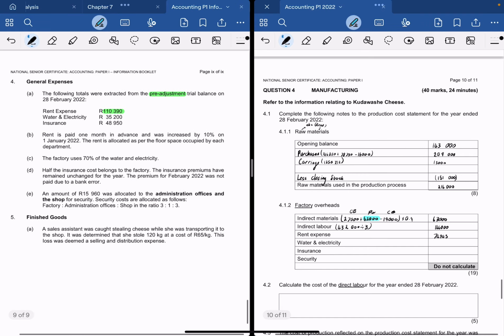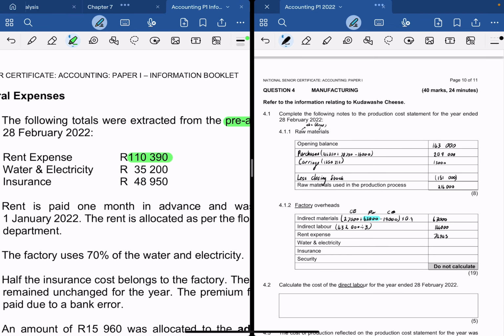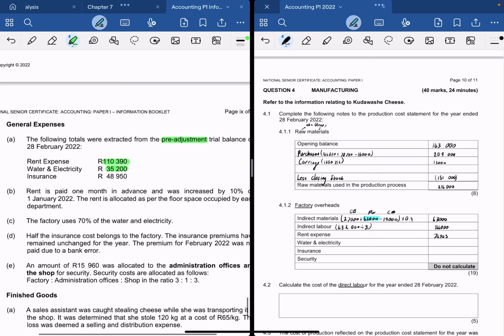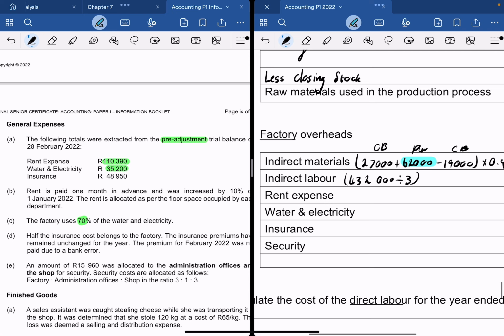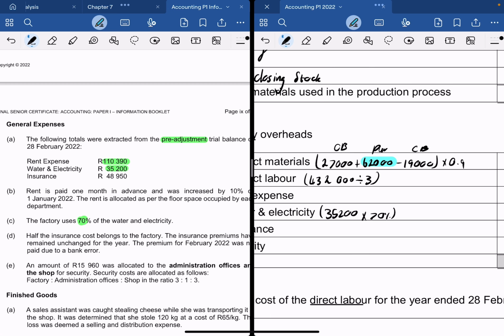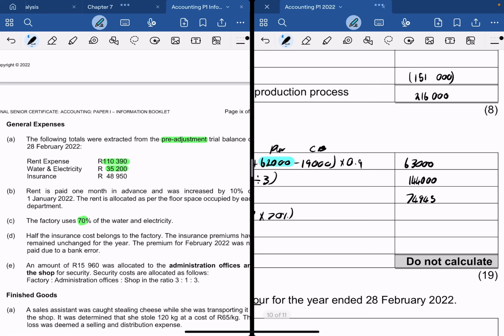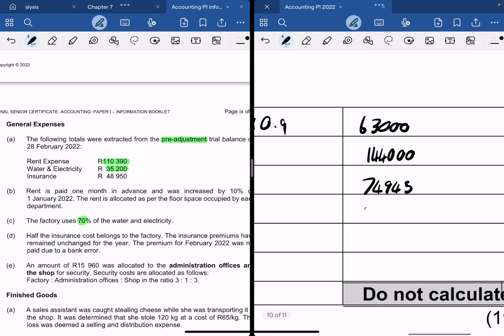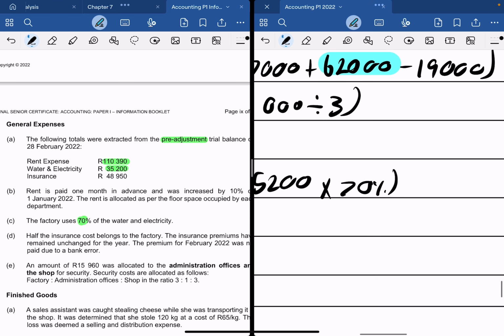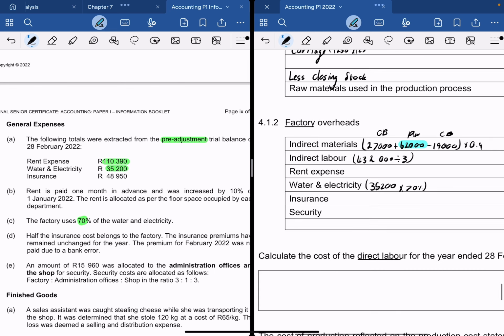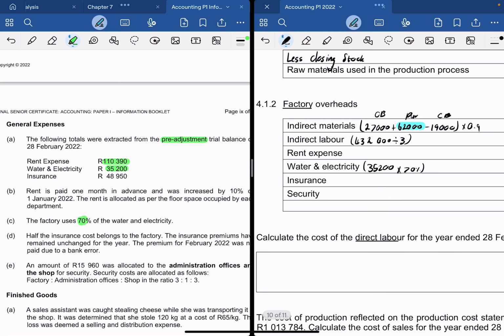Sorted out rent expense. Now let's look at water and electricity. Water and electricity, 35200. The factory uses 70% of water and electricity. Quite a simple calculation compared to the last one. Take 35200. We only want the expense that the factory uses, times 70%. 35200 times 0.7 is equal to 24640, right? Brilliant. Let's actually just make this a little neater. Perfect.